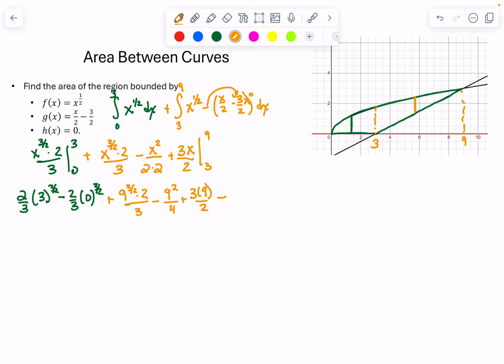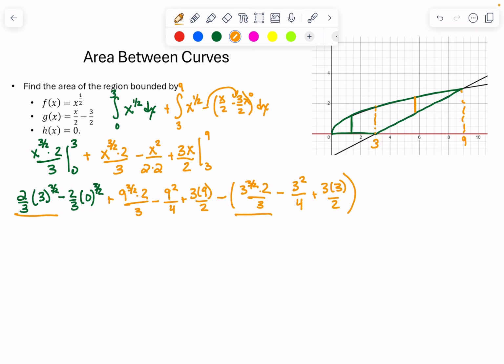So I'm going to end up with 3 to the 3/2 times 2 over 3 minus 3 squared over 4 plus 3 times 3 over 2. All right, and now I've got to find a common denominator. I've got to simplify this whole mess. Let's just real quick look at something right here.